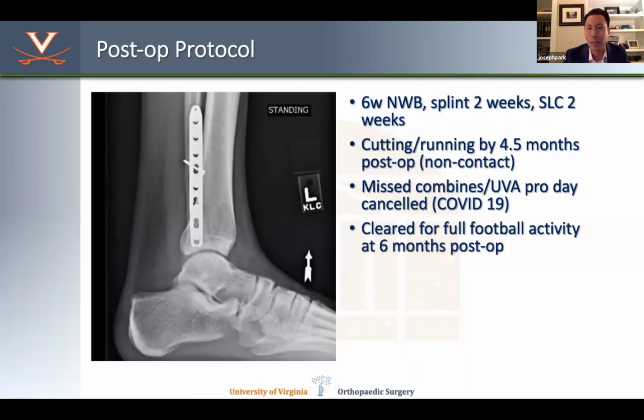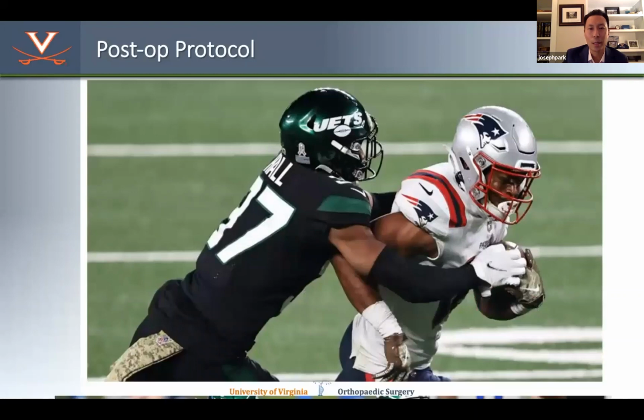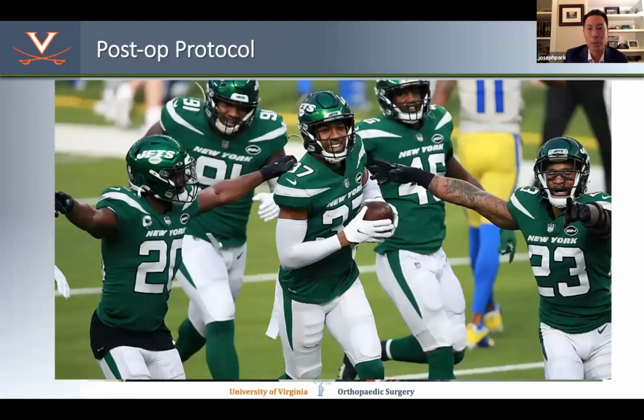I don't think he was at 100%, but we let him go back to full football activities. And he eventually was drafted in the 5th round by the New York Jets, which was lower than he was expected to go. I'm sure they were not sure how he was going to recover from this. But he did return to gameplay 10 months post-op, which I would argue is within the range of what I think is normal for this type of injury. And in that game, he had his first interception and had an amazing game. And thus far, he's done extremely well coming back from this injury.